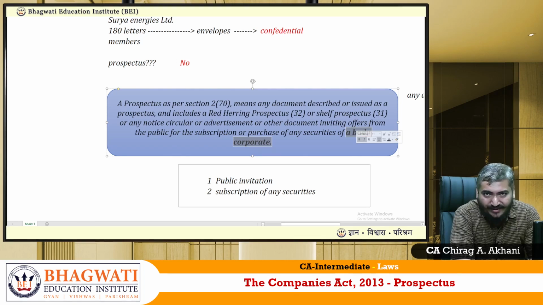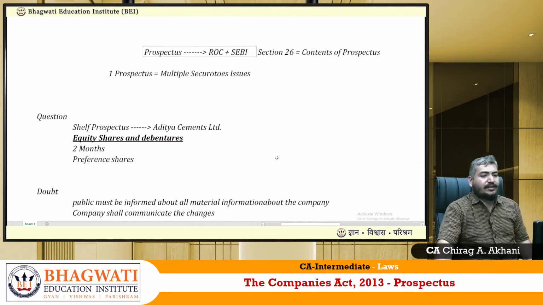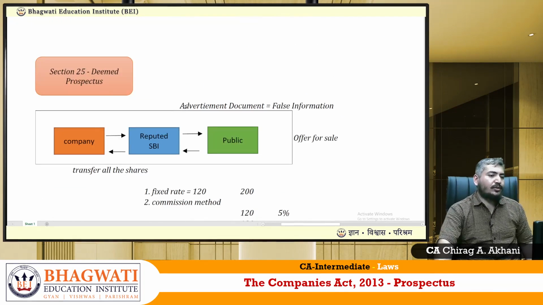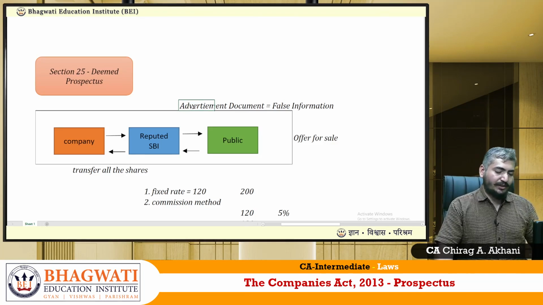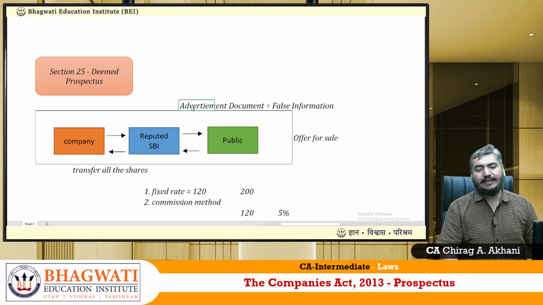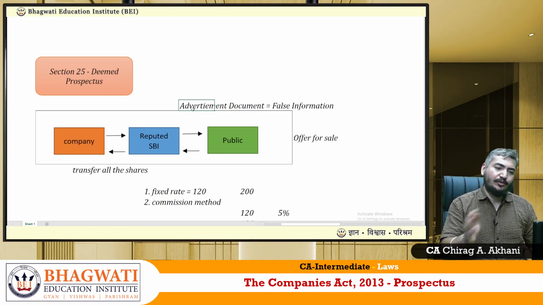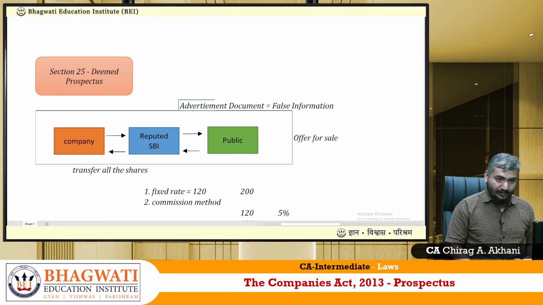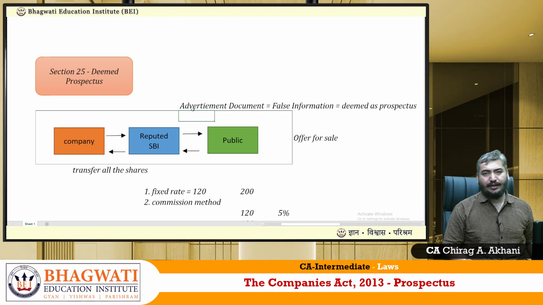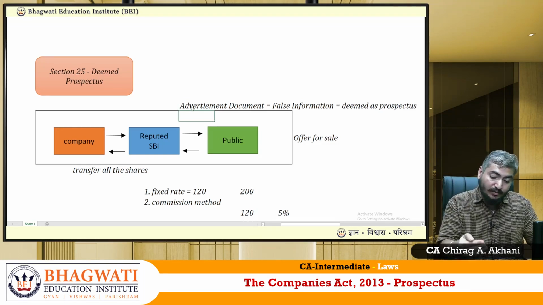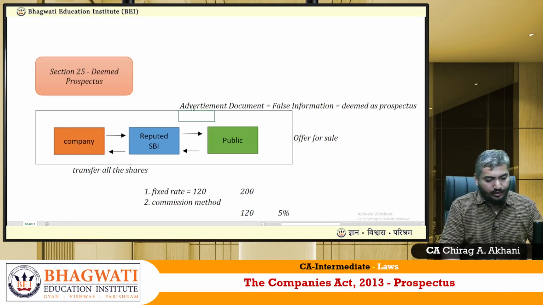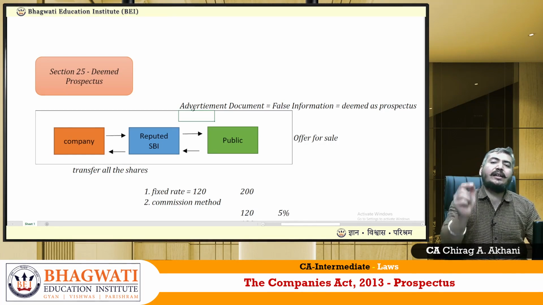But if you read section 25, what does it say? If you read section 25 and section 2 subsection 70 together, the answer goes like this: such an advertisement document which contains such misleading information is not a prospectus under section 2 subsection 70, because it's not matching the criteria mentioned there, but it will be deemed as a prospectus. Let me tell you, it's not a prospectus, it will be deemed as a prospectus. It will be treated as the prospectus.